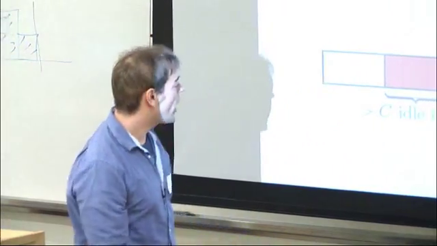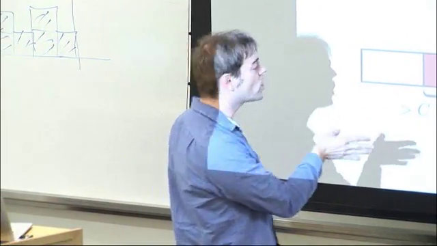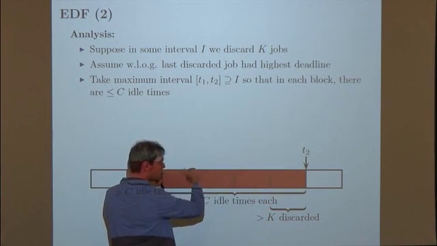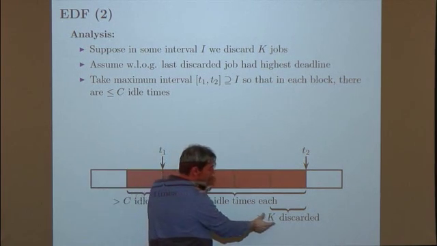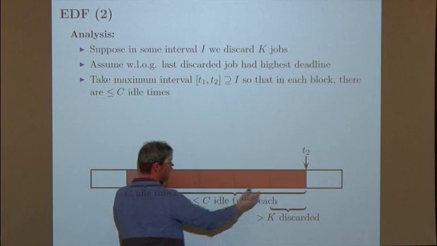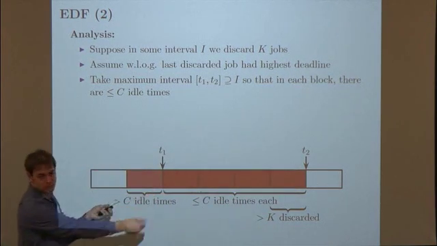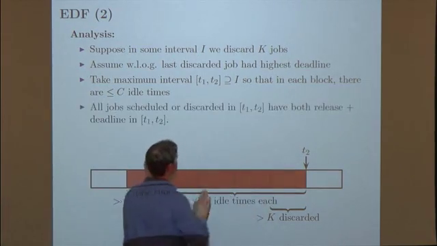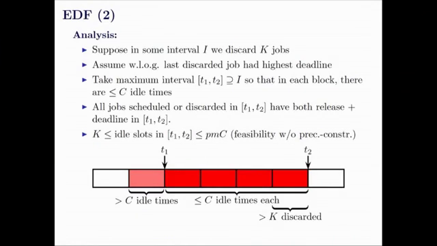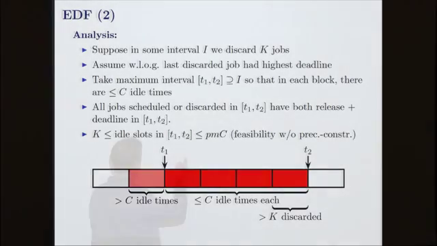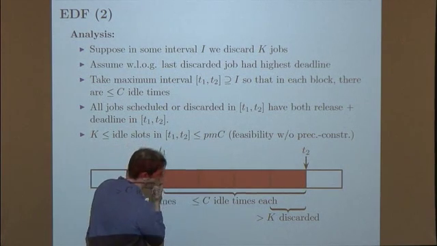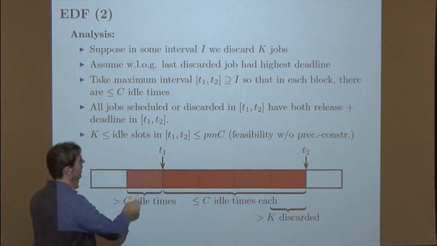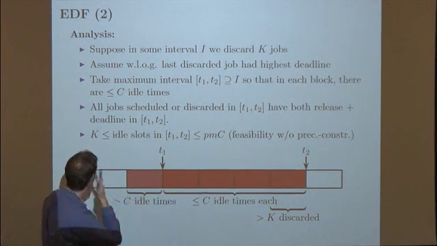Okay, so what happens? Every job that we actually scheduled in this area had its release time and deadline here. And any of those k jobs that we couldn't schedule has its release time and deadline here, and that gives you a bound on k. And the bound depends on c and that number of blocks here. I think k should be bounded by PMC, and so you know that in no block you discard more than that many jobs. So you probably have to multiply that with another factor of p, which is your number of blocks.